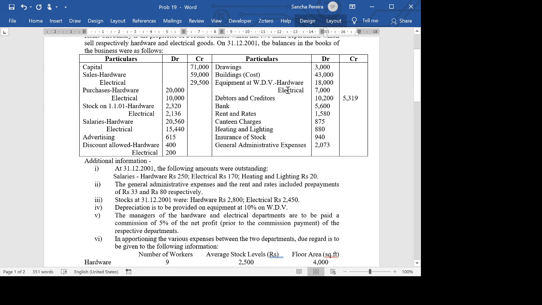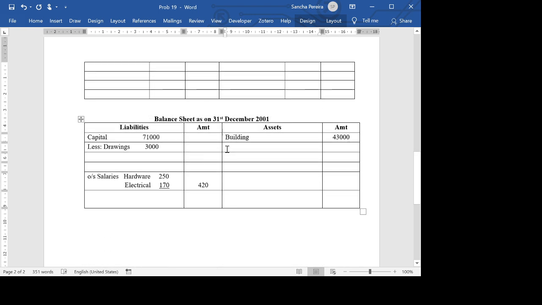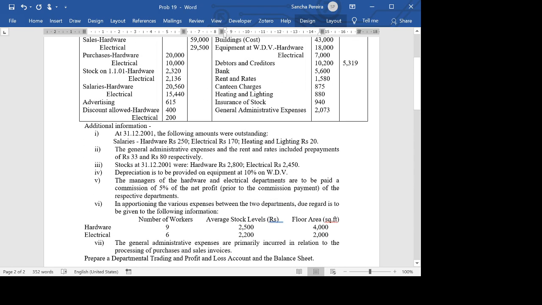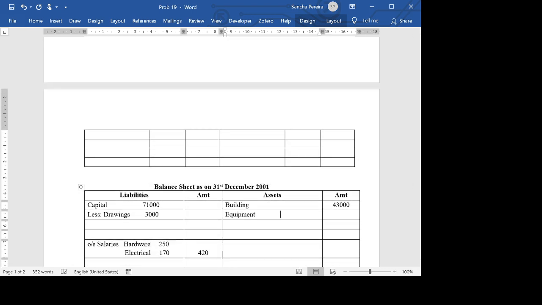Then there is equipment. Okay, so this will have hardware and electricals. In the balance sheet, we don't have two columns. Balance sheet, it is just one column. So you total it in the inner column. So equipment, like we have seen, it is 18,000 and 7,000. Hardware, it is 18,000.